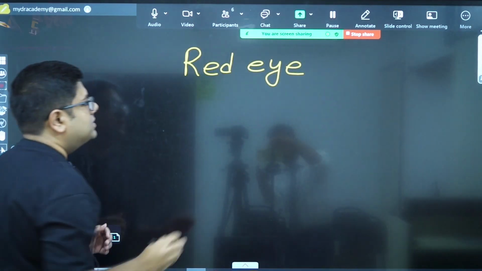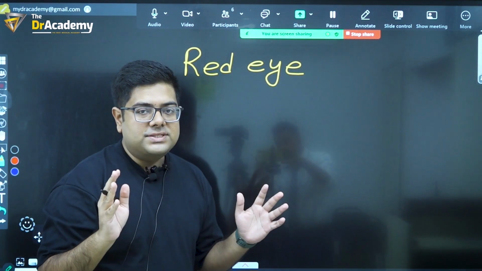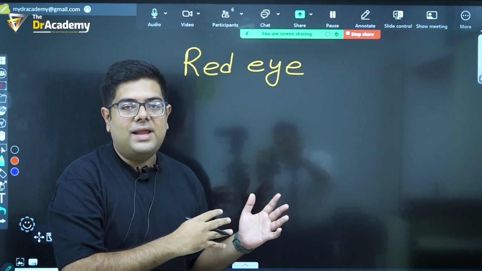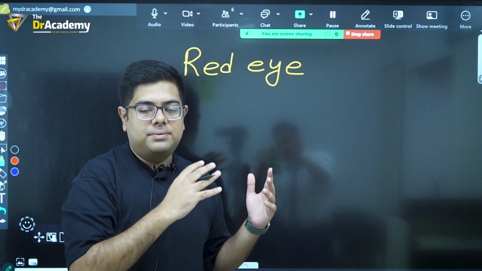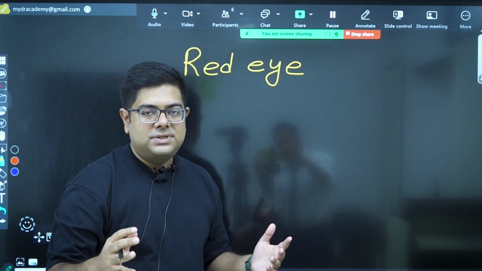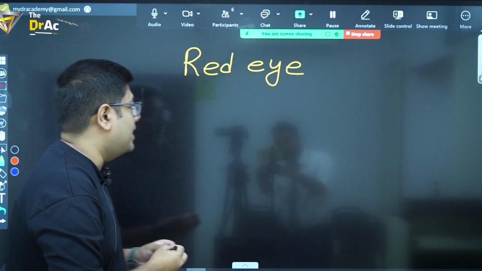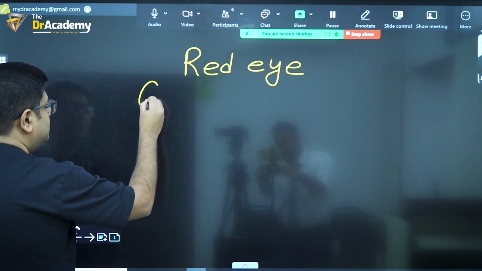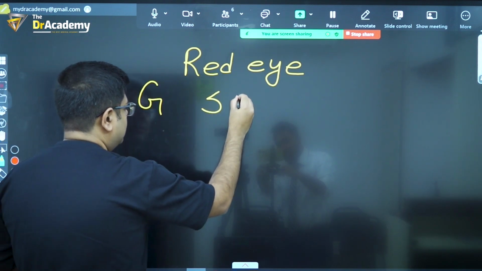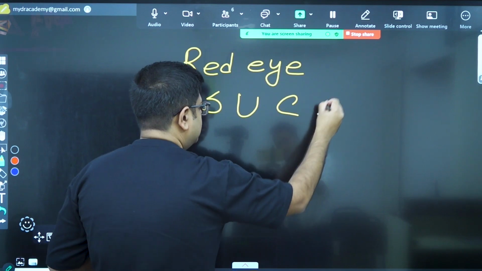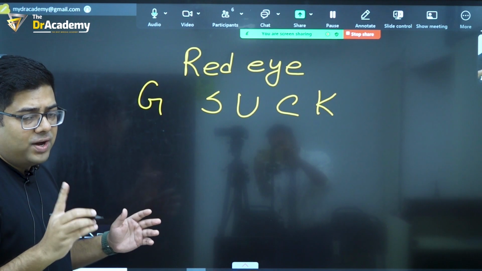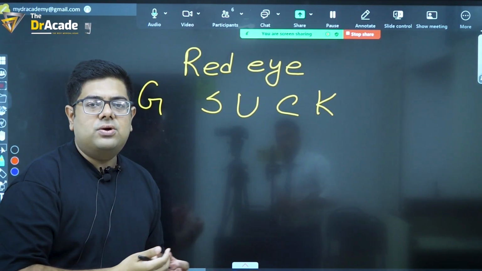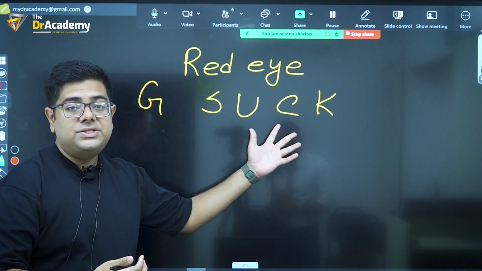So there are a few causes that frequently appear in PLAB-1 exam with red eye, and we will learn a mnemonic to memorize the diseases that are associated with red eye. The mnemonic is G-suck. This is the mnemonic for red eye. Remember, there are a lot more causes of red eye, but for PLAB-1 we need to remember these things.